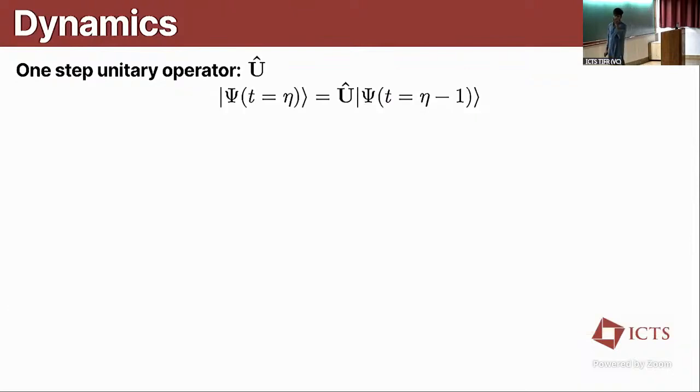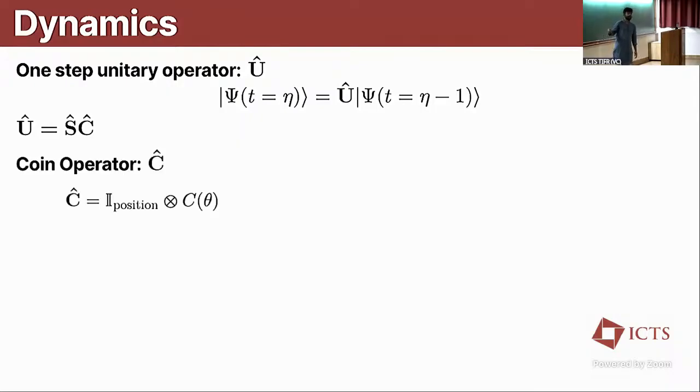So now let's talk about the dynamics of the walk. The dynamics is governed by this one-step unitary operator. You apply this operator to go to the next time step. This is a discrete time quantum walk. This unitary operator itself consists of two operators, shift and coin. Let me talk about the coin first.